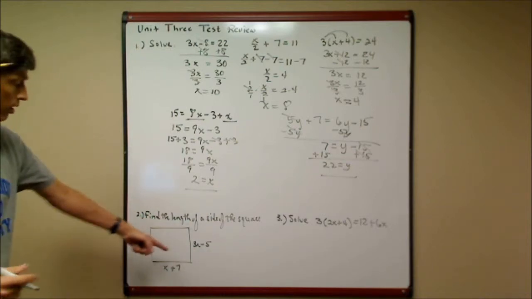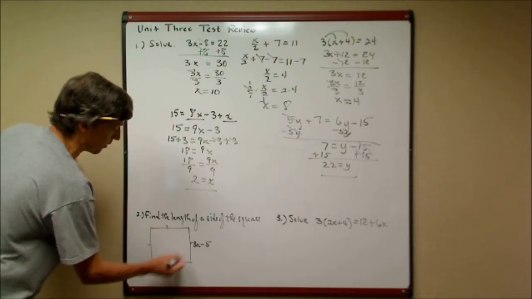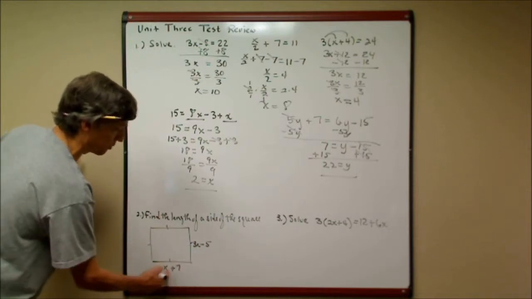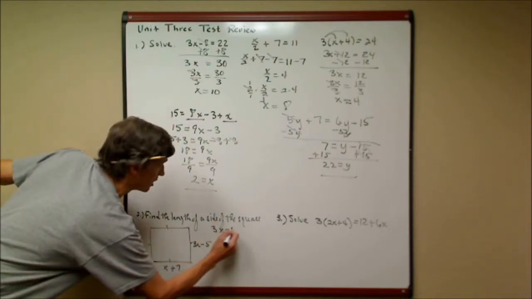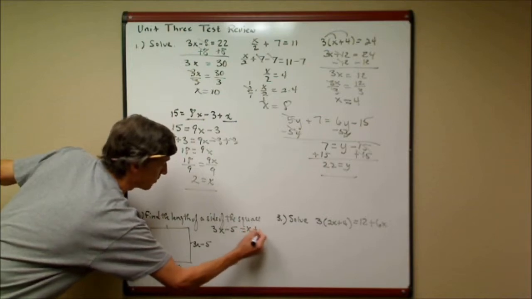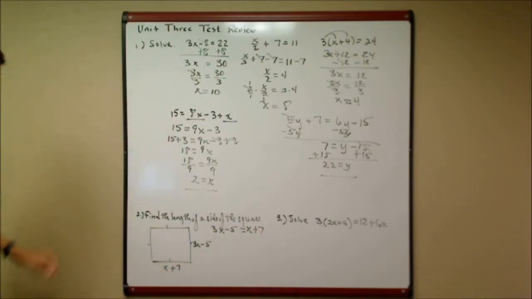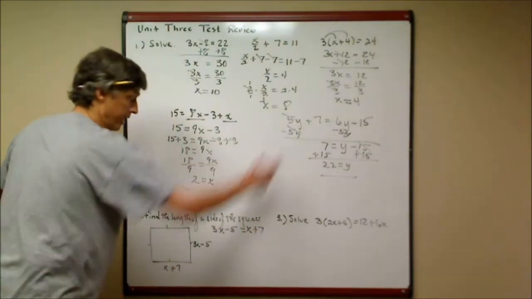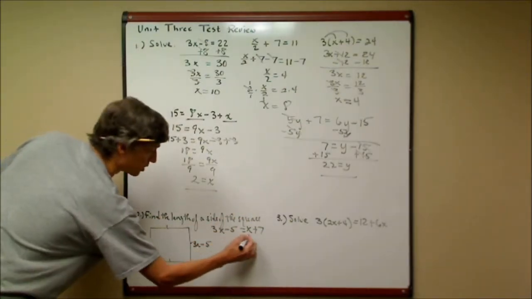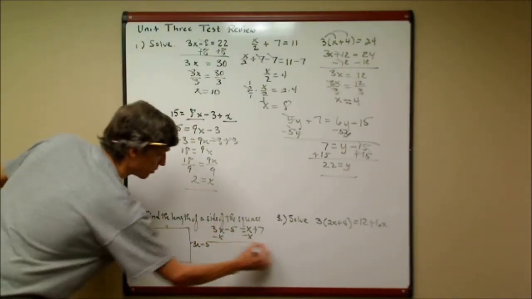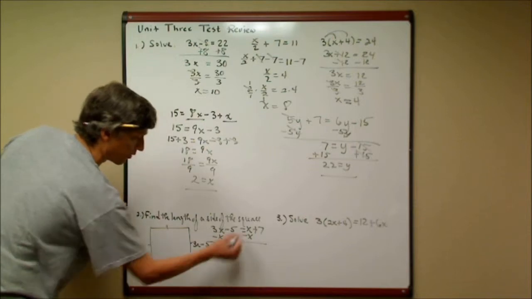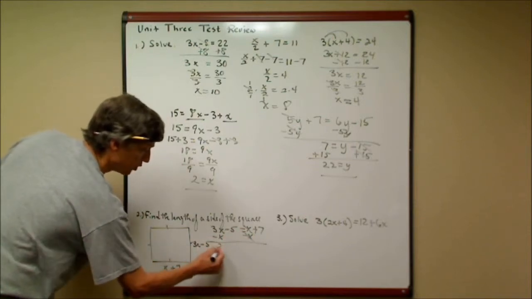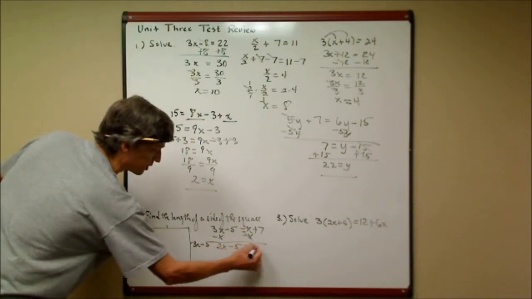Now since it's a square, all 4 sides are the same length, which means this measure equals this measure. That means 3x minus 5 equals x plus 7. I didn't leave myself very much space here, but just like the last example, I have the variable on both sides. I'm going to subtract x. The reason I subtract 1x is because 1 is smaller than 3. I have 2x minus 5 is equal to 7.